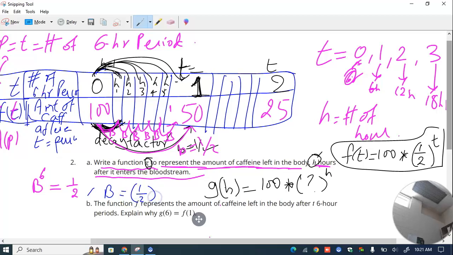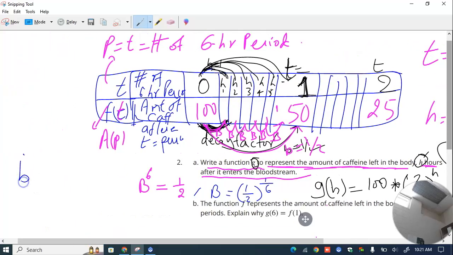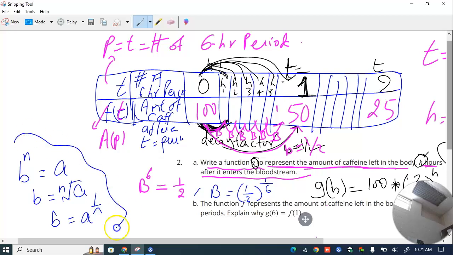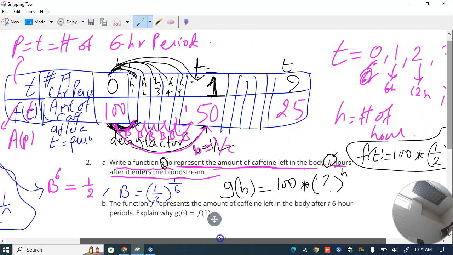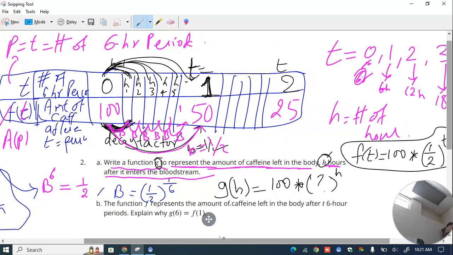Now what is the 6th root? It means 1 divided by 6. If you get confused, what it means is if b raised to n equals a, then b is the nth root of a, so b is a raised to 1 over n. It's the same thing, and this knowledge is very important. I'm using the same formula right here, so the decay factor becomes half raised to 1 over 6.